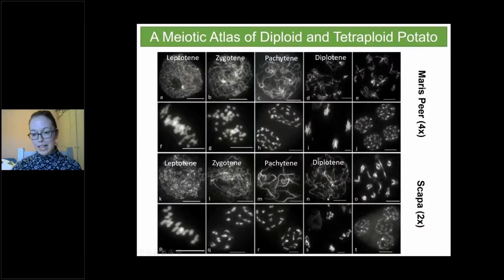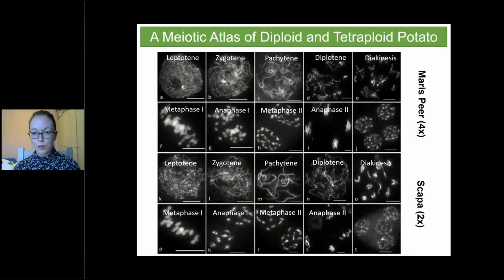So after the crossovers happen, the homologous chromosomes start to pull apart, but they're held together at the sites where the crossovers have happened. And this is useful for us because we can then look at what's happening in metaphase to see where the chromosomes are held together, what shapes we can see under the microscope, and infer what crossovers have happened in a particular meiocyte.